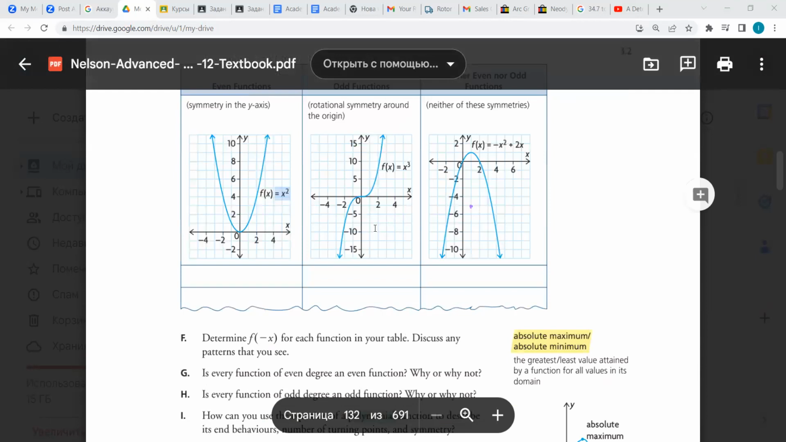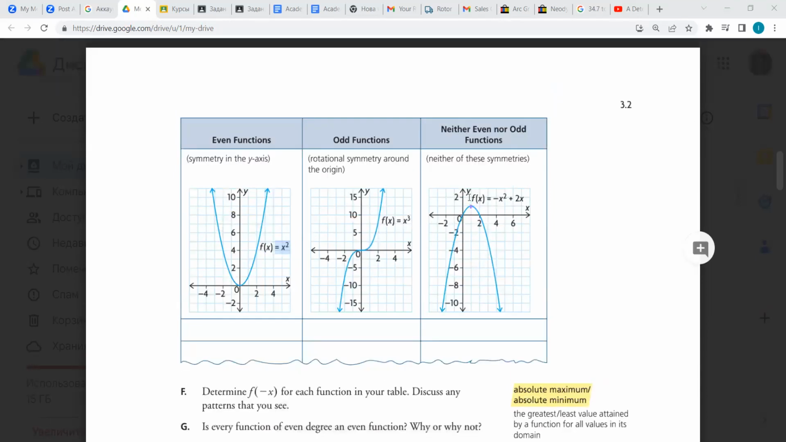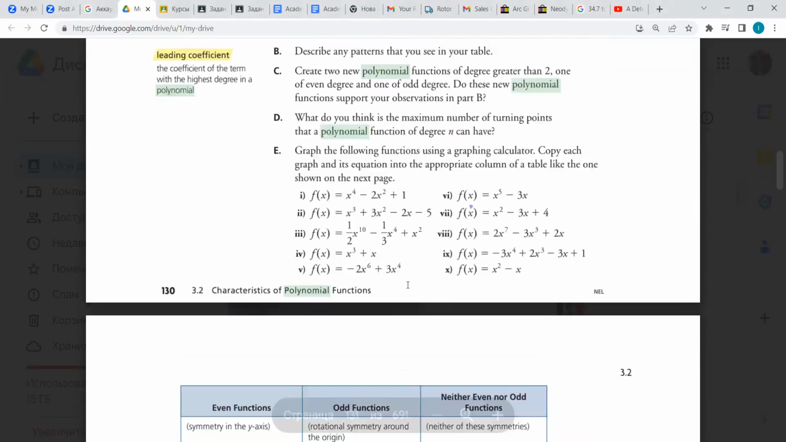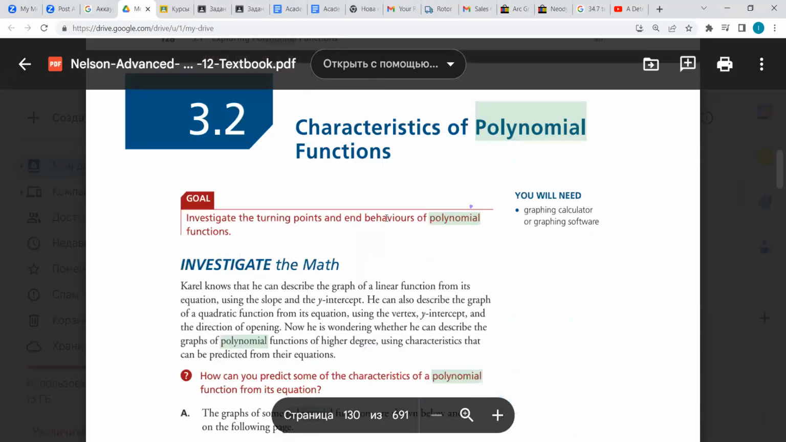Considering what we already covered about characteristics of polynomial functions, I believe it's enough for you to start reading this chapter on your own, reviewing this material, asking any questions if you have. I'll submit a home assignment for you to the Google Classroom for unit 3.2 and 3.1.